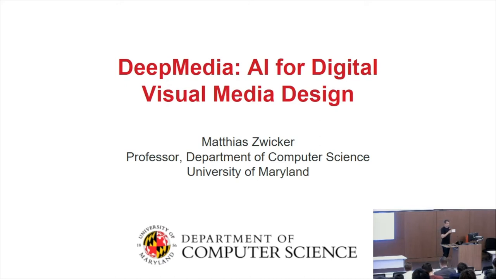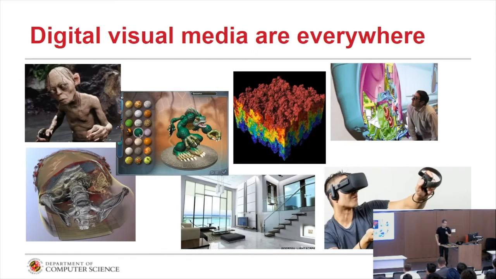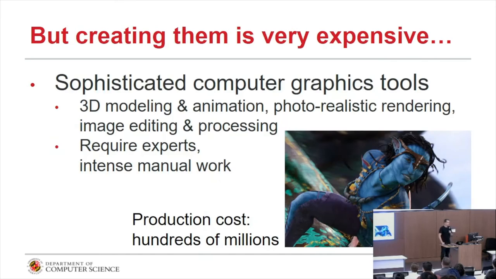And today I want to give you a very brief overview into one of the core ideas in my research agenda, which I call deep media. So this is really the idea of using AI techniques for digital visual media design. You probably know that digital visual media are everywhere in our life. This ranges from applications in the movie industry, computer games, scientific visualization, medical imaging, AR, VR, product design, and architecture. So this is really a huge application area with a very large industry that produces this type of content. But unfortunately, creating these visual media with computer tools is still very expensive in many cases today.